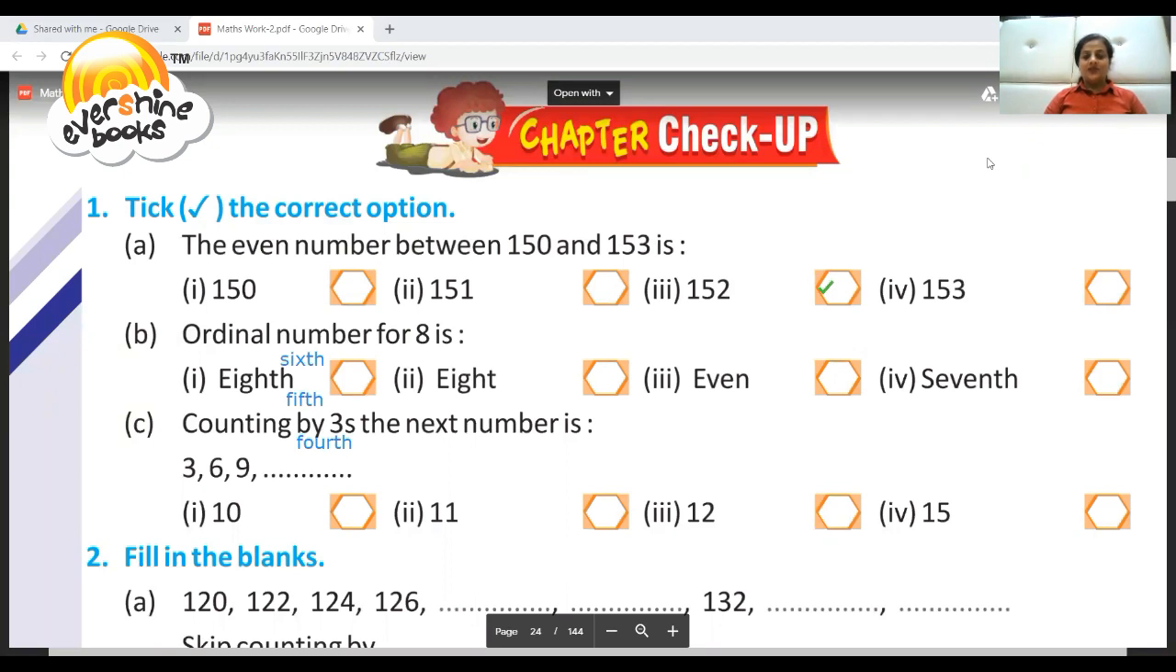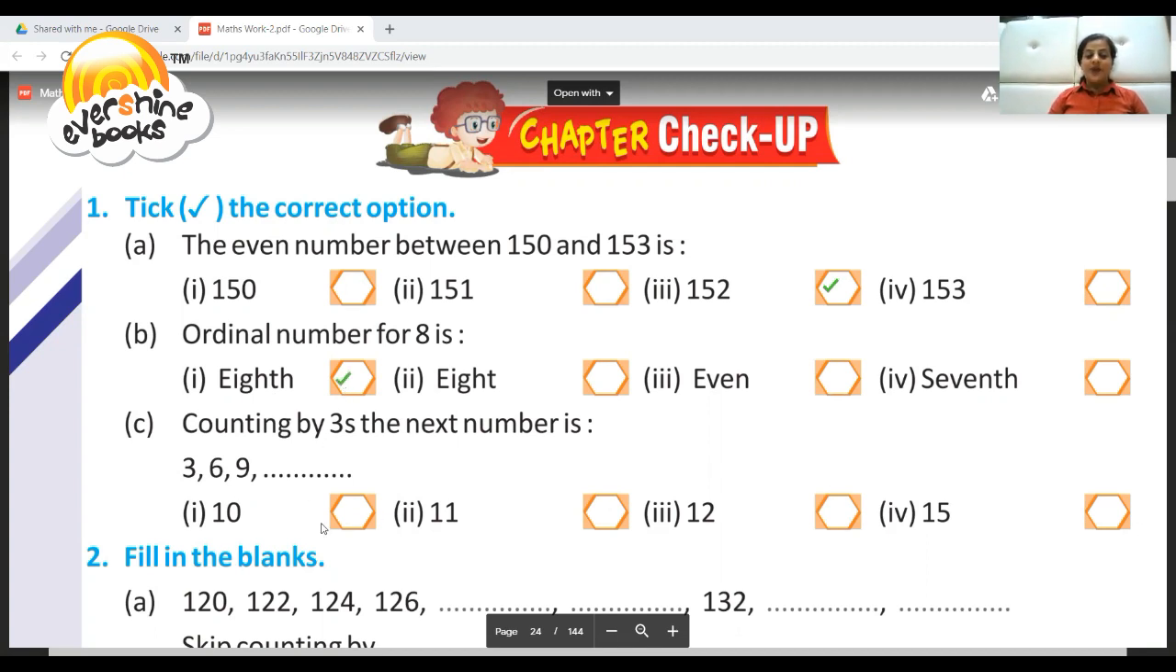Next is, what is ordinal number? You know what is ordinal number? Here we are going to tick it like this. Ordinal number is the number that tells about position, and its sign is that it always ends with th, that is third, eighth, seventh, ninth, 10th. So eighth position is 8th. We are going to tick it like this.